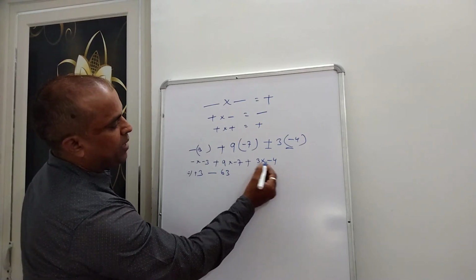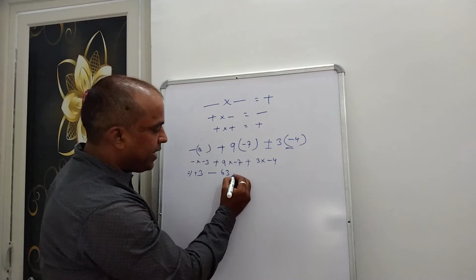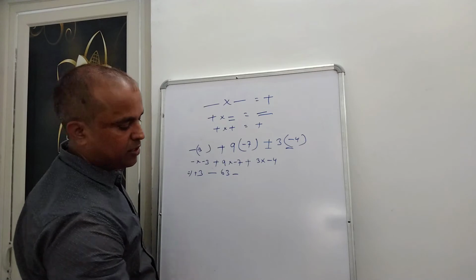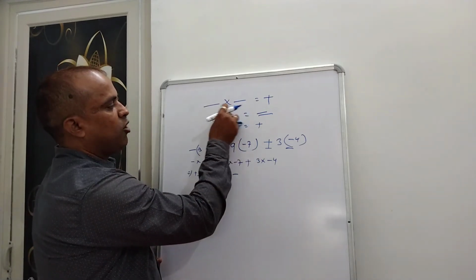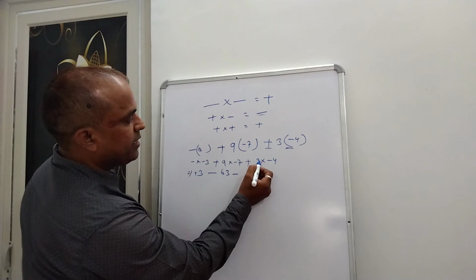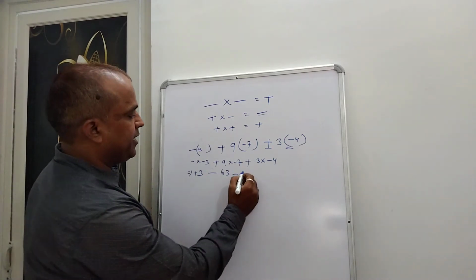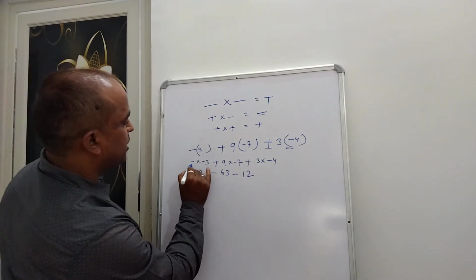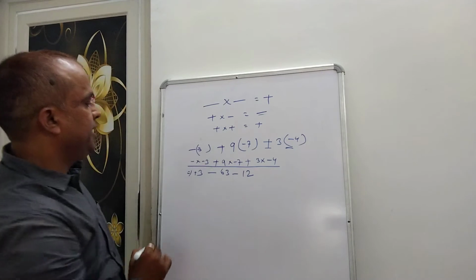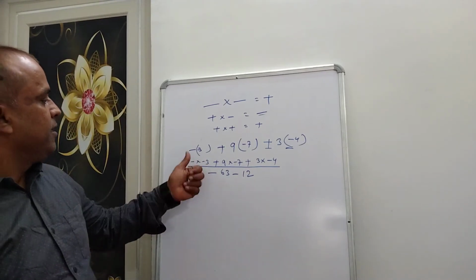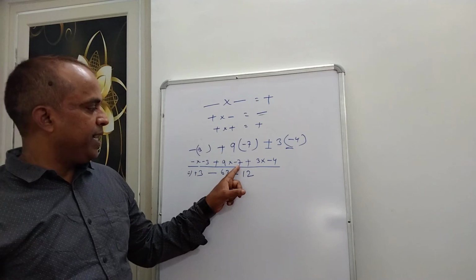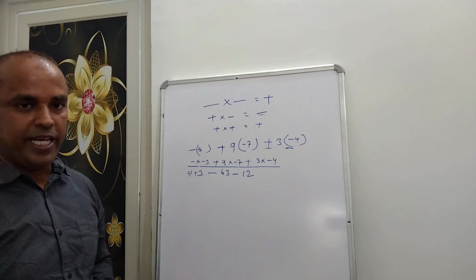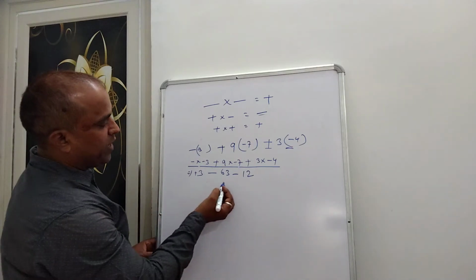Then plus into minus, what am I going to write here? Minus, because as I told you, plus into minus is always minus. So 3 multiplied by minus 4, you will get minus 12. Understand? So we have completed all three concepts. Minus into minus is plus, plus into minus is minus, plus into minus is minus. Now you can do the addition.